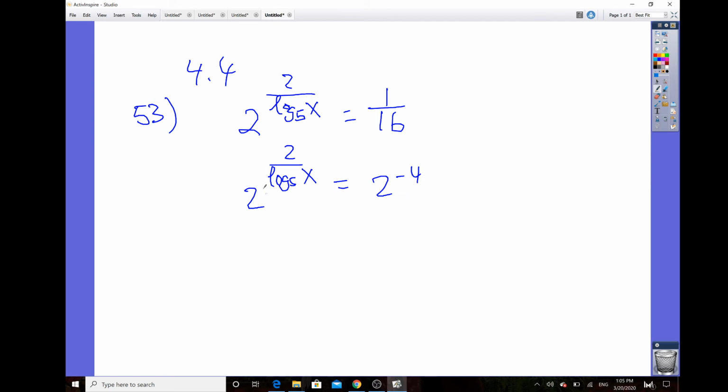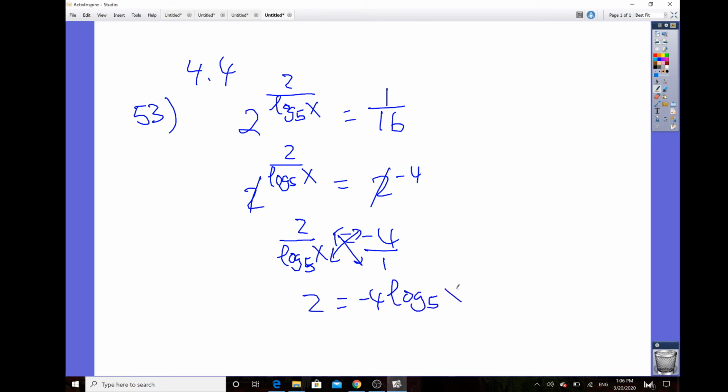Since we found a common base, we can just cross out the common base 2. What's left here is 2 over log base 5 of x, which equals negative 4. Can I cross multiply it? Yes, you may. Once you cross multiply, you get 2 equals negative 4 times log base 5 of x. Then dividing by negative 4, we have negative 1/2 equals log base 5 of x.